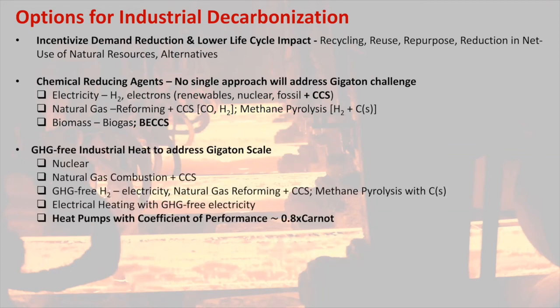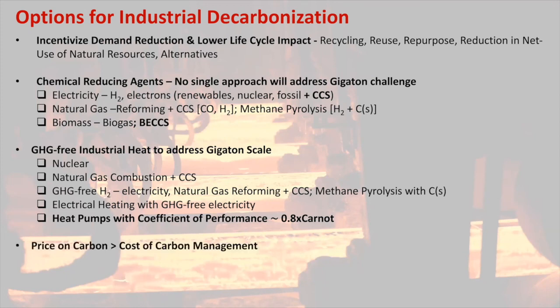The second is greenhouse gas-free industrial heat to address at the gigaton scale. It is very important to look at nuclear, not only a source of electricity, but probably the largest source of carbon-free heat, because heat is important for industrial processes. Natural gas combustion plus CCS, greenhouse gas-free electricity. And again, this is not just from renewables, but from natural gas reforming plus CCS and methane pyrolysis plus solid carbon. Electrical heating of greenhouse gas-free electricity is important, especially when you want to go to very high temperature heat. But for the moderate temperatures, heat pumps with a coefficient of performance about 80% of Carnot is critical, and we really don't have that technology today.